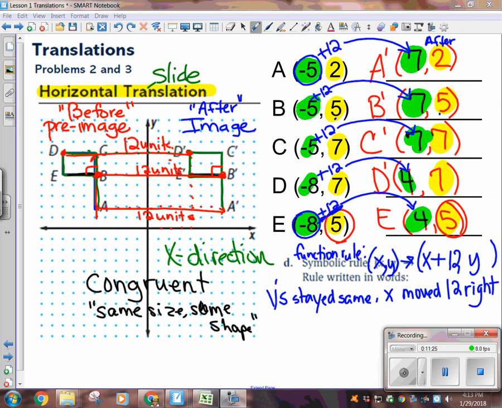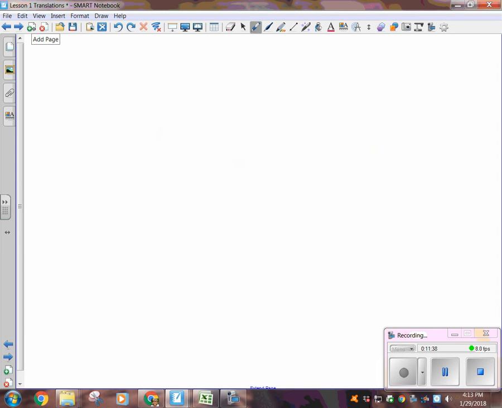All right, then to wrap this up, my function rule is (x, y) arrow (x + 12, y). That would be a rule that would describe the translation in this case. Now, I want to point something out.